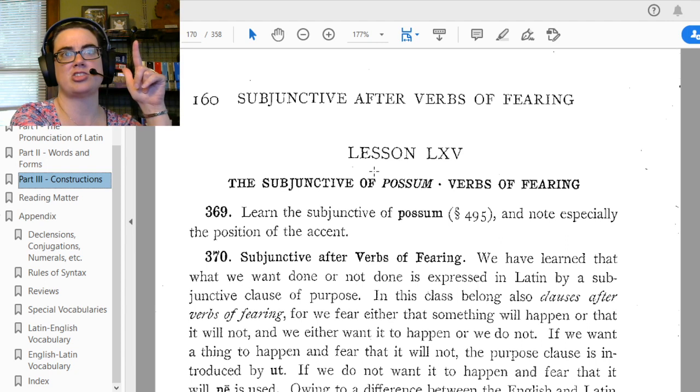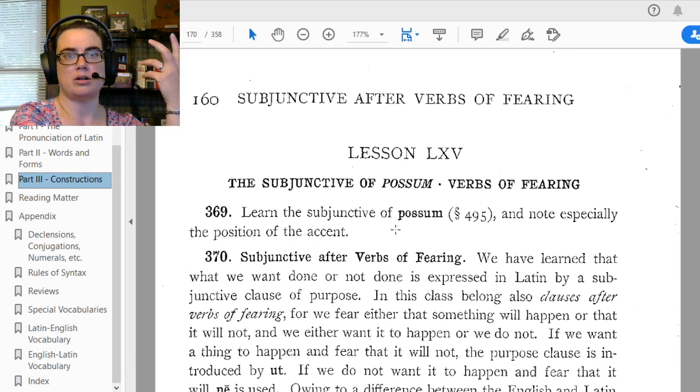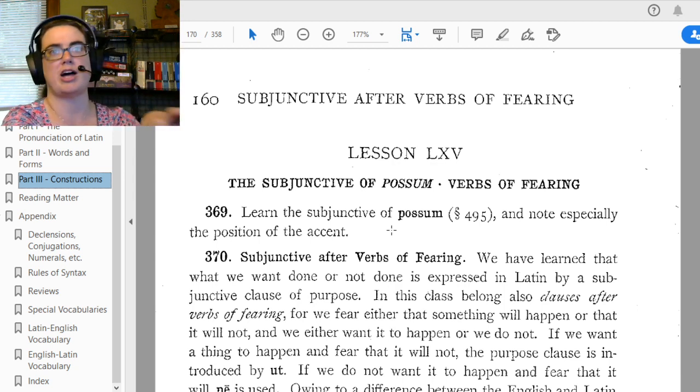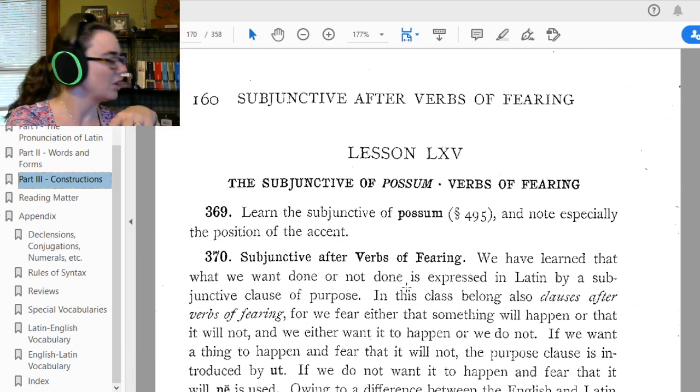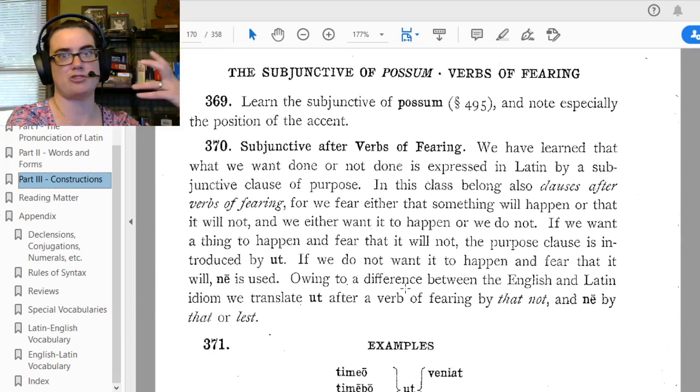So there is such a thing as the subjunctive of possum. Learn it. I love that he just gives you the place to go learn it. It follows the same form patterns of to be. So once you have to be memorized, you'll have possum memorized. And possum, again, means to be able. So it's really just a form of to be able.